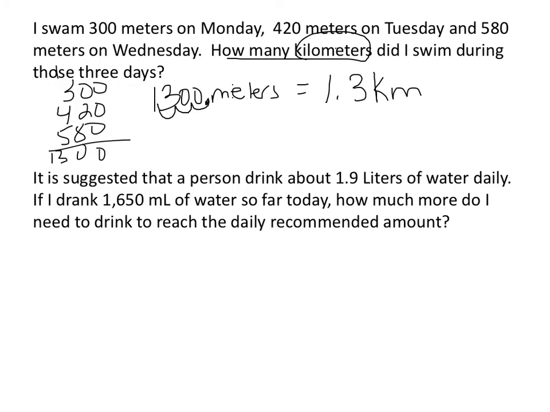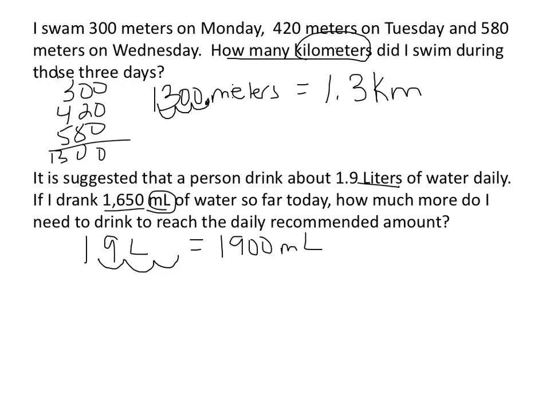It is suggested that a person drink about 1.9 liters of water daily. If I drink 1,650 milliliters of water so far today, how much more do I need to drink to reach the daily recommended amount? So what I might do is start by changing my liters to milliliters. Milli means 1,000, so I'm going to move 3 places to the right. 1, 2, 3. So 1.9 liters is the same as 1,900 milliliters.